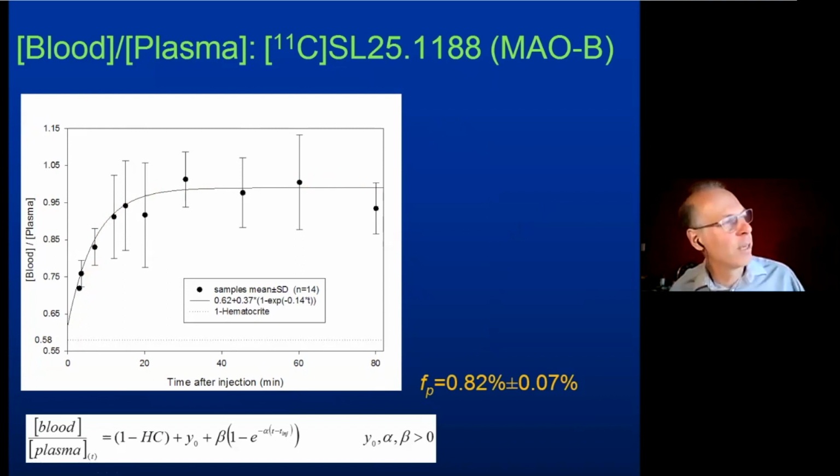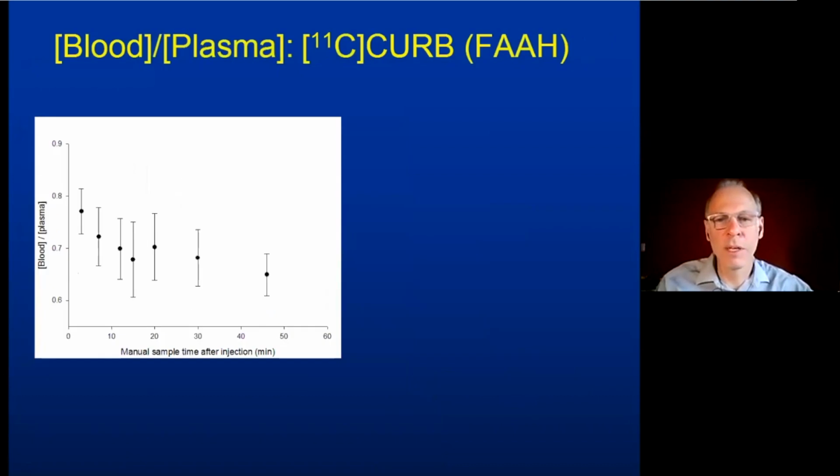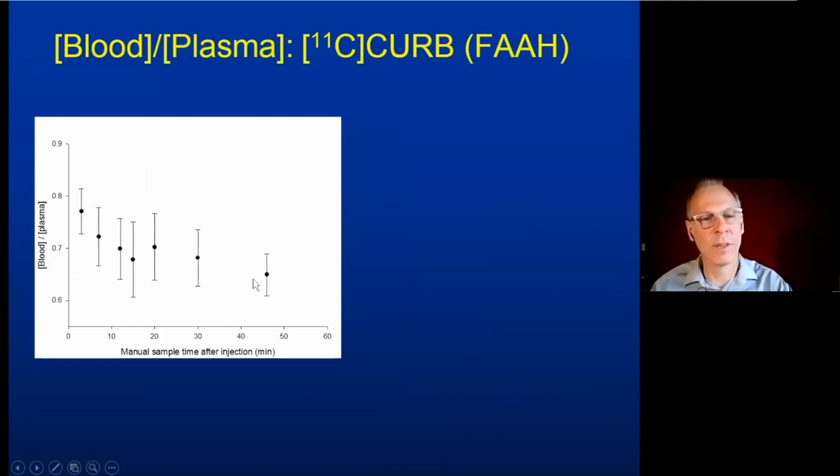What happened here is that SL25 has a very high protein binding, very low free fraction. So there is a protein in plasma that is very attractive for SL25. So the SL25 prefers to be in plasma than in red blood cells. When the radioligands start to get metabolized, it is the metabolites that are entering into the red blood cells. The situation of SL25 is quite particular. Usually the kind of pattern that we see is one in which the ratio of blood to plasma decreases with time.